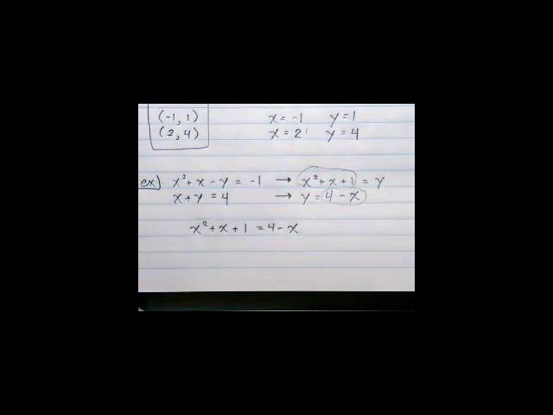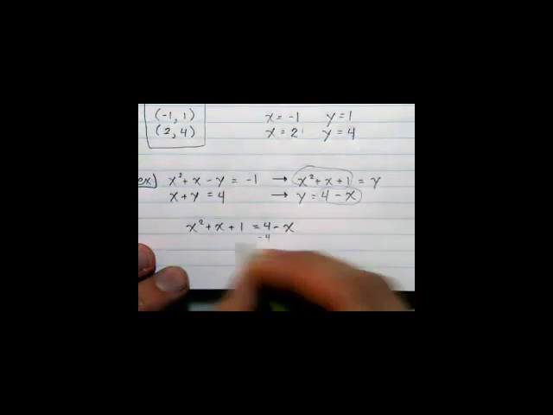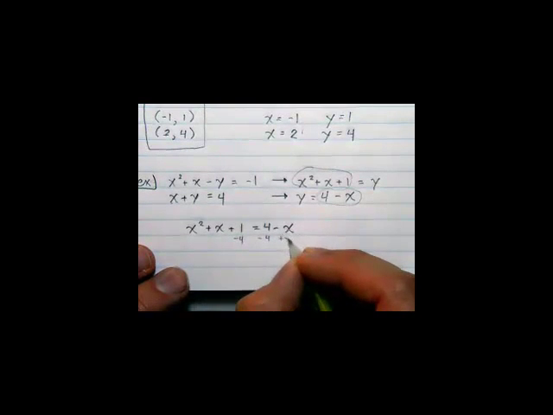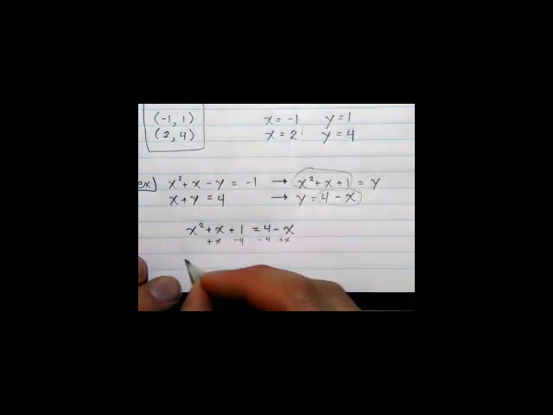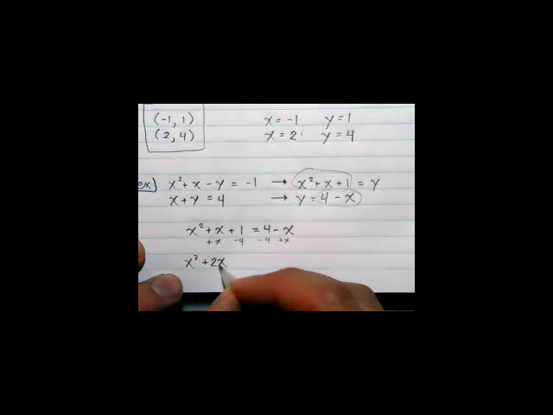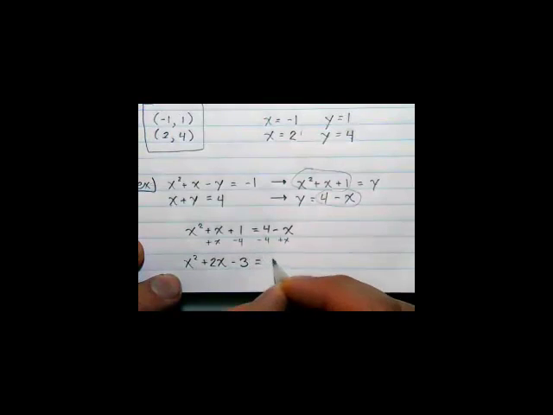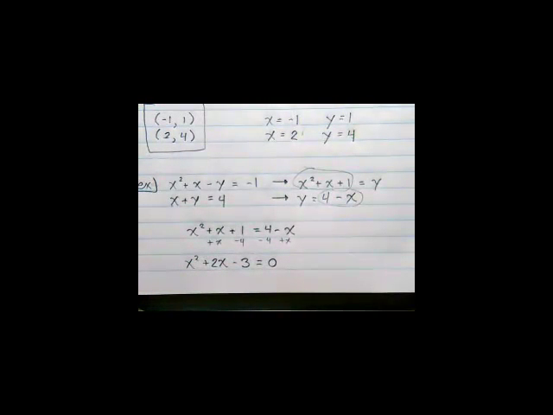Now that y is gone, we can just move things over so that it's equal to 0 and do a quadratic again. So I'm going to have to subtract 4 and then add x to either side. So I'm going to have x squared plus 2x minus 3. Yeah, minus 3. 1 minus 4 is negative 3, right? Everybody with me?